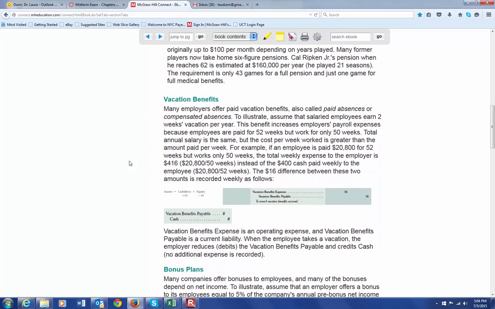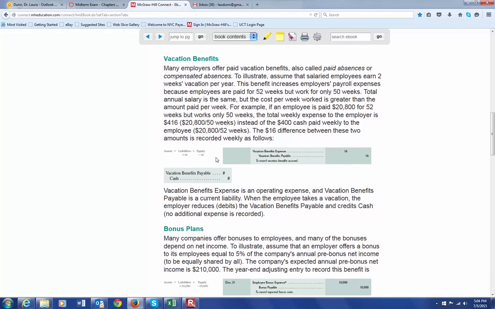Vacation benefits, you do the same kind of thing for. Every week, you can read this paragraph for yourself, but there's going to be a difference between what you pay somebody and what paying them actually cost you in total, because if you're paying somebody for 52 weeks but they actually only work 50 weeks, then your total weekly expense is, they give an example here of somebody who makes $20,800 a year. Your total weekly expense is really $416, not the $400 that they make every week.